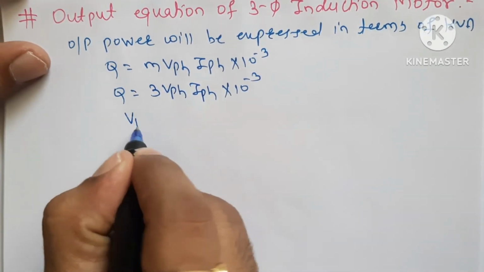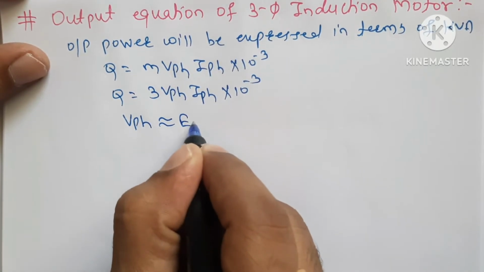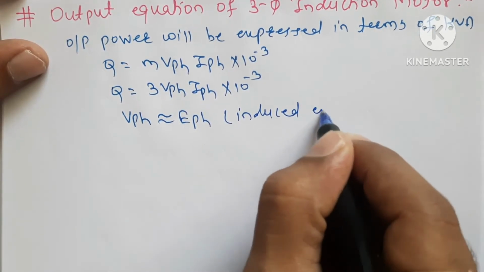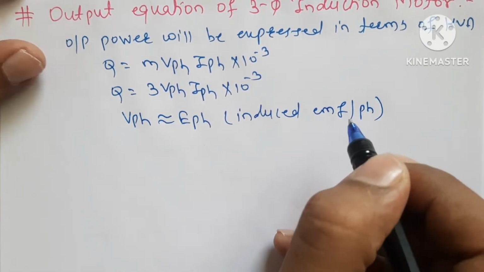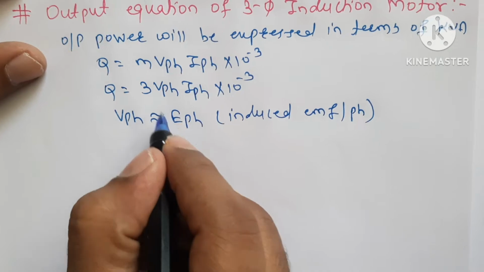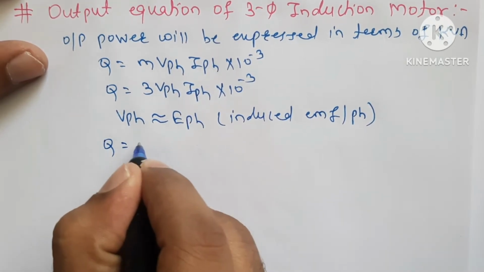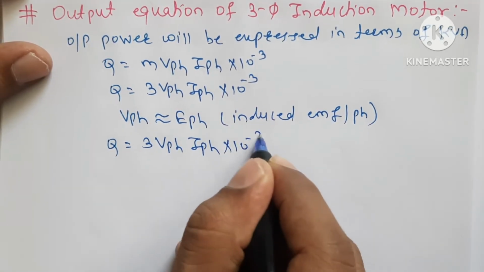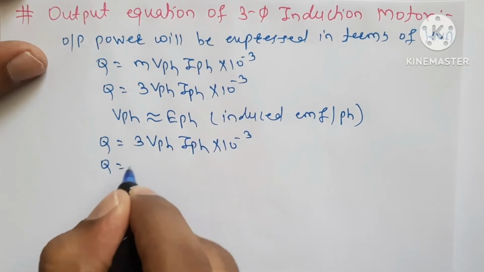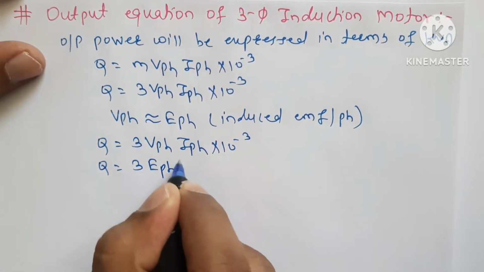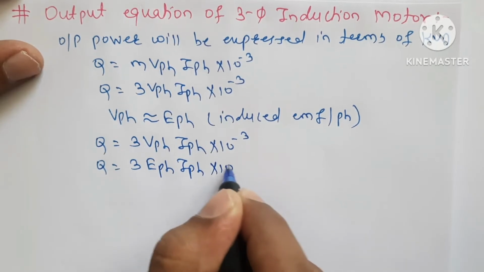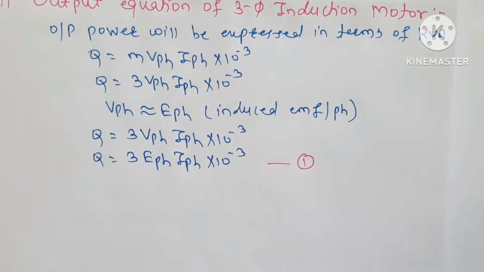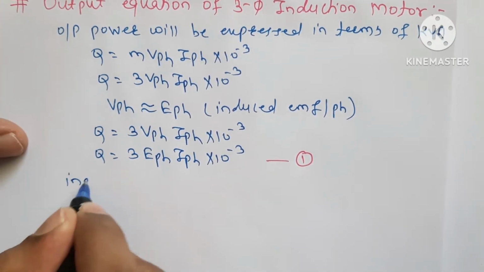Here VPH is approximately equal to EPH. EPH is the induced EMF per phase. Therefore, instead of VPH, we will write EPH. Q is equal to 3 EPH IPH into 10 to the power minus 3, which is equation number 1. Now we know the induced EMF per phase.